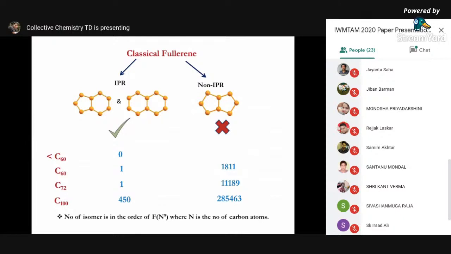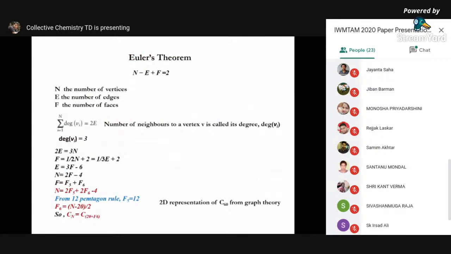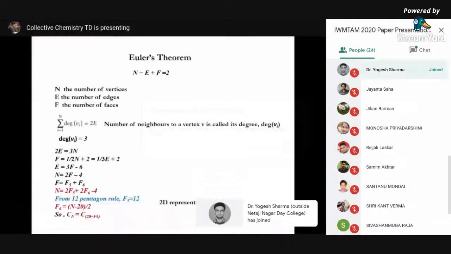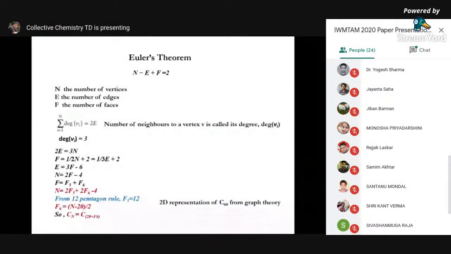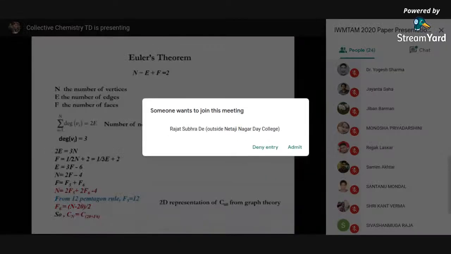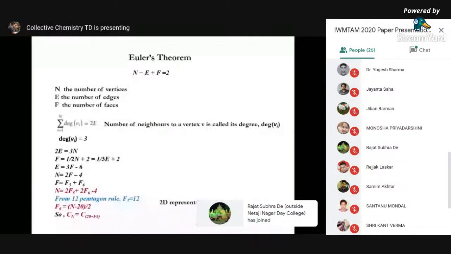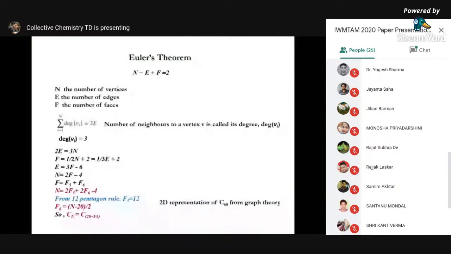Now, some basic theorems to construct the fullerene. First is n minus e plus h equals 2. This is Euler's theorem, and it is a completely basic theorem to construct the fullerene. Here n is the vertices, e is the edges, and h is the faces. Here the degree of the vertex equals 3, meaning one carbon is bonded with 3 neighboring carbons.